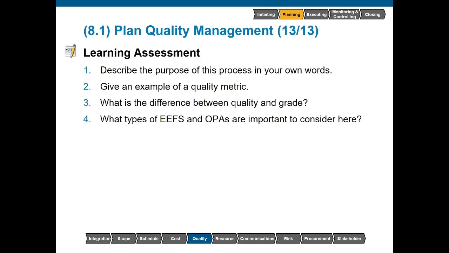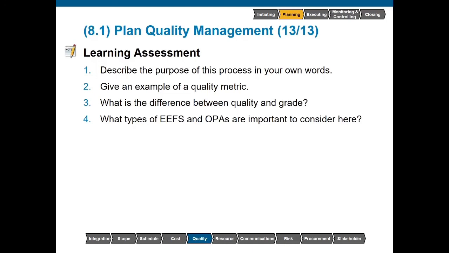We've just finished discussing the plan quality management process. Quick learning assessment. Describe the purpose of this process in your own words. We're trying to define the quality standards and the approach that we're going to be using to achieve them within our project. Give an example of a quality metric. So it could be defect frequency, reliability, defects per million opportunities, or failure rate.